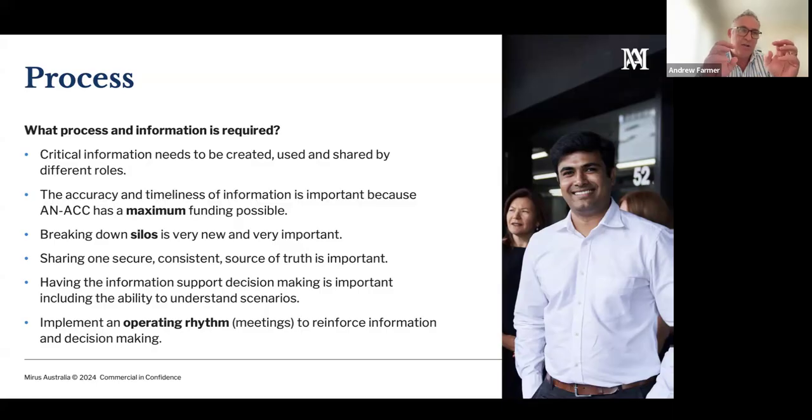Obviously, the clinical, the assessment information, the roster will tell you how many care minutes are being produced. So that's a supply bit of information. The AN-ACC classifications will tell you not only what your care minute requirement is now, what your classifications and funding level is now, but should also be able to tell you what is the potential in your cohort of residents to change those classifications. So forecasting is important.